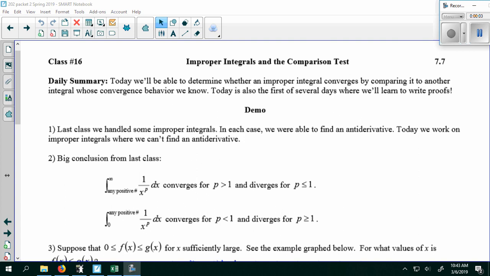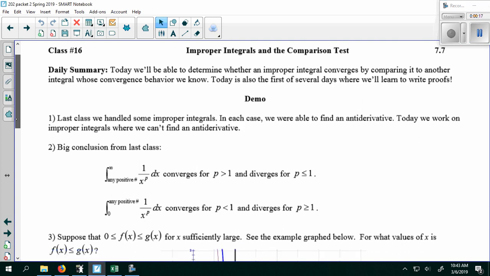Okay, so today we're going to be able to determine whether an improper integral converges by comparing it to another integral whose convergence behavior we know. Today is also the first of several days where we learn to write proofs.